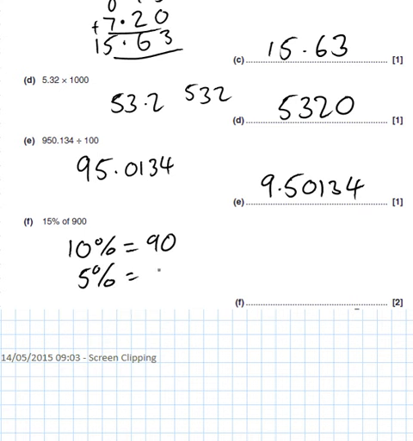From 15% of 900, well, to get 10%, you divide by 10, so that gives you 90. Half that answer to get you 5%, which is 45. And add them both together, that'll give you 135.